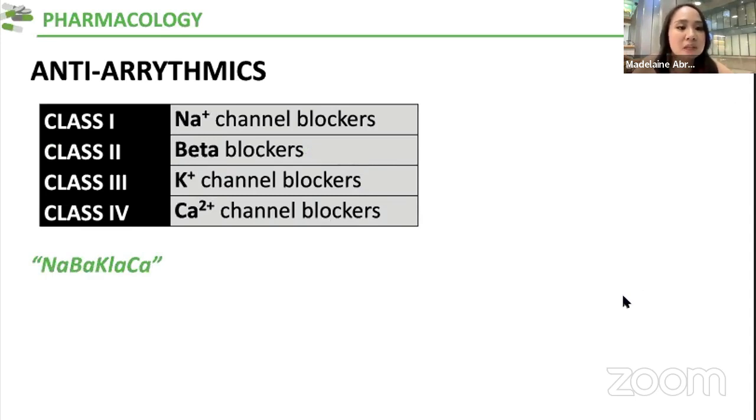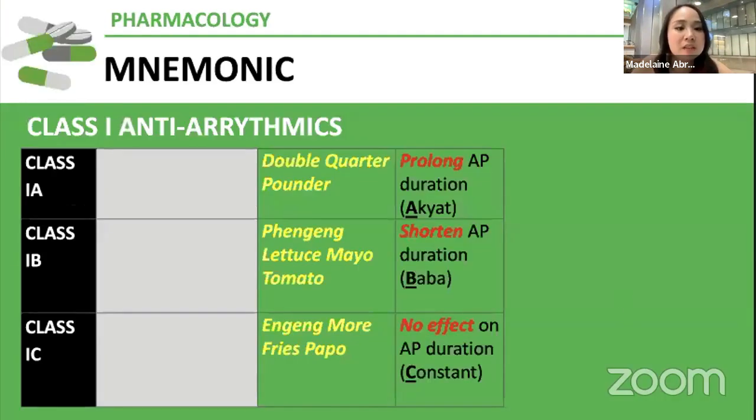Sodium, beta, potassium, and calcium channel blockers. So for antiarrhythmics naman, di ba, class 1, class 2, class 3, class 4. Under class 1, these are all sodium channel blockers. You have your A, B, and C.